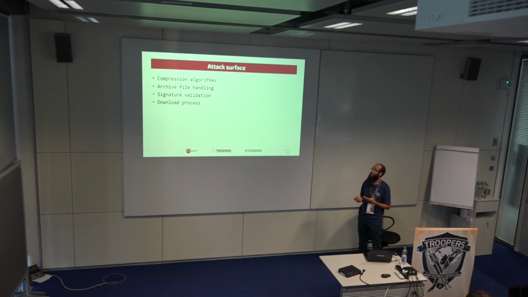So, for example, something that is really important in the attack surface of these archive files and the programs that handle them is the compression algorithm. If we find something in the compression algorithms, we will be able, for example, to compromise the user extracting files with these programs, or compromise the transport management system or any other system that automatically extracts files from these archives.